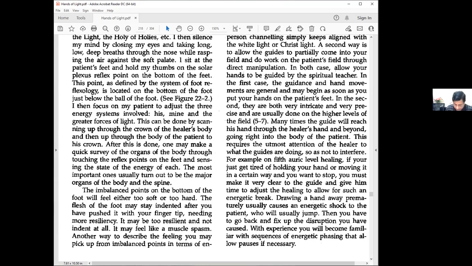For example, on fifth auric level healing, if you just get tired of holding your hand or moving it in a certain way and you want to stop, you must make it very clear to the guide and give him time to adjust the healing to allow for such an energetic break. Drawing a hand away prematurely usually causes an energetic shock to the patient, who will usually jump. Then you have to go back and fix up the disruption you have caused. With experience, you will become familiar with sequences of energetic phasing that allow pauses if necessary.